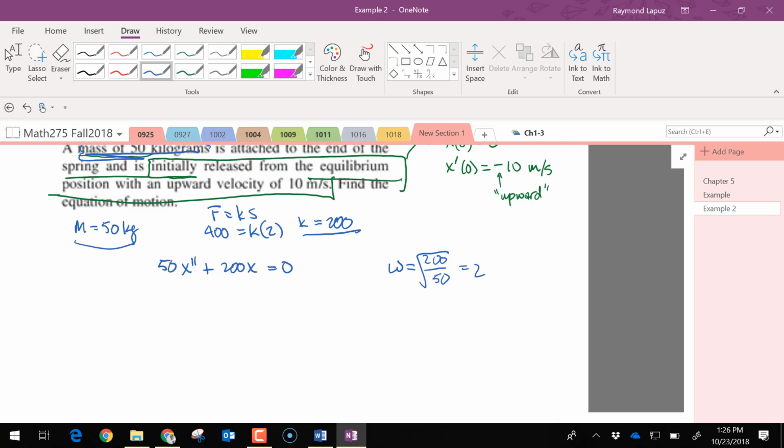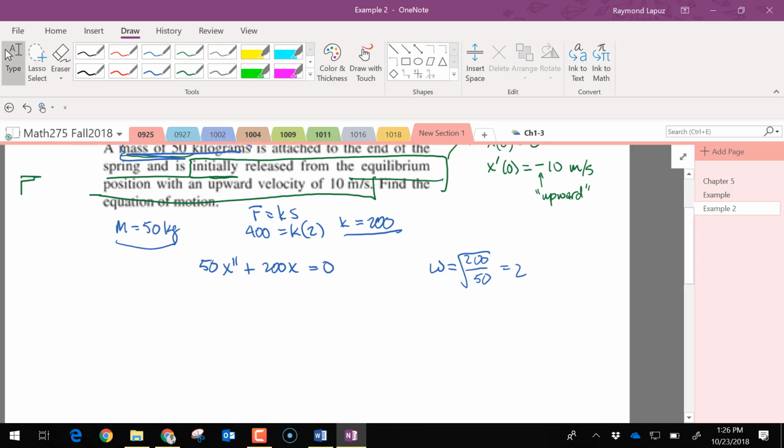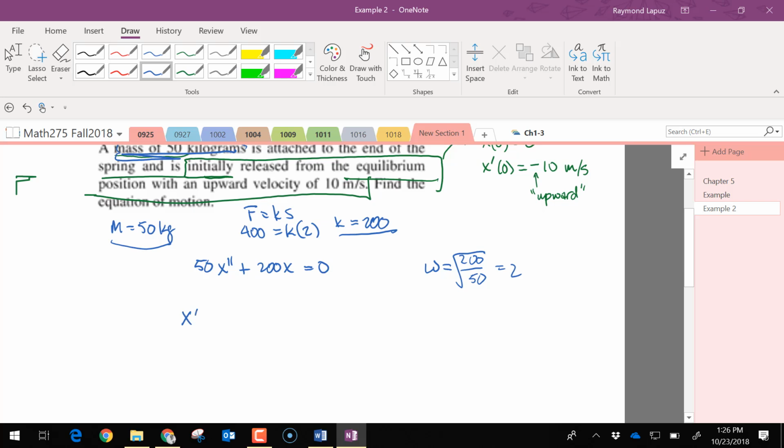So then we know what the answer is, right? x of t is equal to c1 cosine 2t plus c2 sine 2t. A few steps. Oh, if it's right, I'd take it. I mean, look at what happened in the previous example.